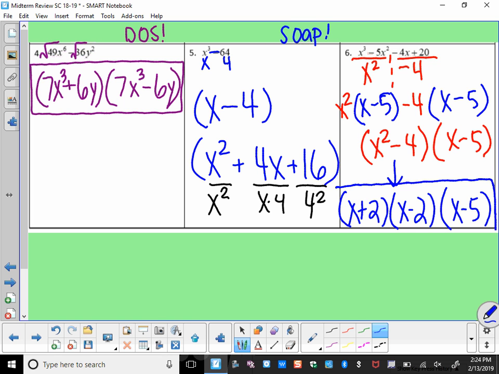Can it be negative and positive, or just negative 4? It doesn't matter, it just has to be a negative for us to factor it. If that was a positive 4, then we can't do anything. It just stays like that. Okay.